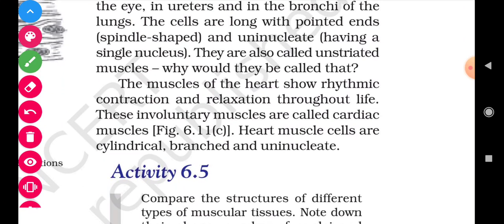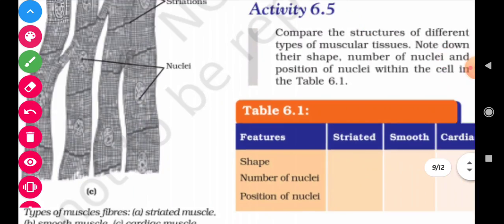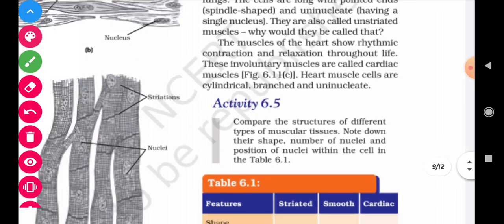Third type, cardiac muscles, which you can see here. The muscles of the heart show rhythmic contraction and relaxation throughout life. Throughout our entire life, the muscles of our heart are continuously contracting and relaxing rhythmically, because this is the essential function of the heart. On the surface of the heart, the involuntary muscles present are known as cardiac muscles. Heart muscles are cylindrical, branched, and uninucleate. These are the characteristics of cardiac muscles.